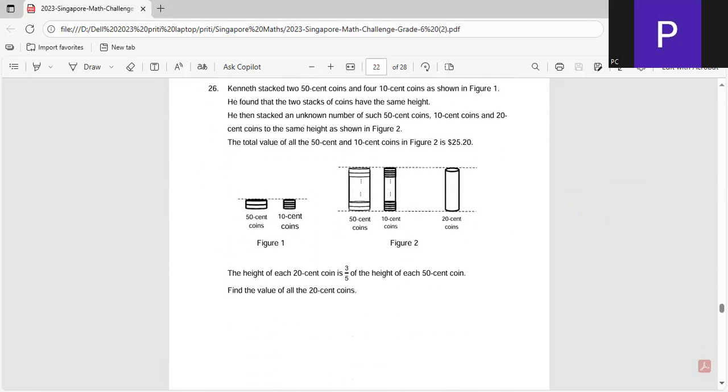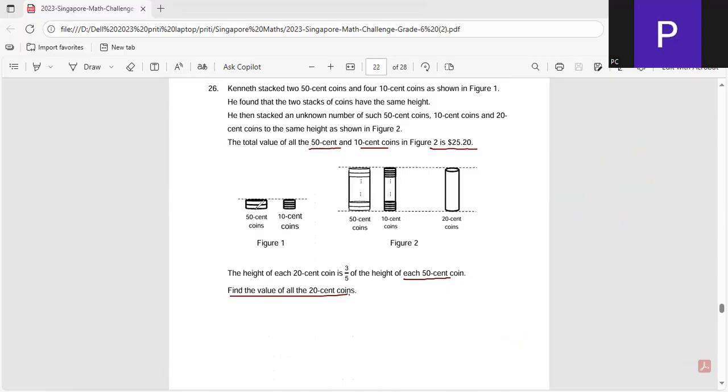Question number 26. Kenneth stacked two 50-cent coins and four 10-cent coins as shown in the figure. He found that the two stacks of coins have the same height. He then stacked an unknown number of such 50-cent coins and 10-cent coins and 20-cent coins to the same height as shown. The value of all the 50-cent and 10-cent coins is this much. The height of each 20-cent coin is 3/5 of the height of each 50-cent coin. Find the value of all the 20-cent coins.